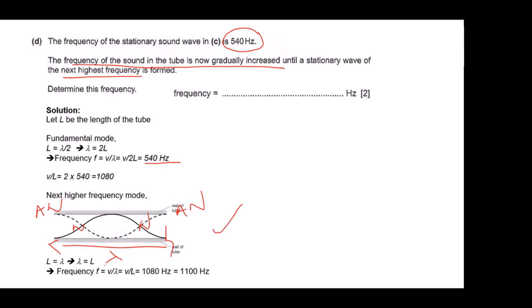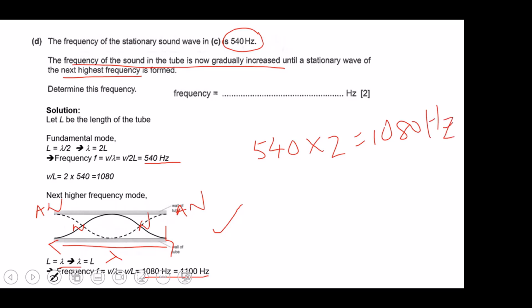So my L now becomes lambda. So my frequency is V over lambda, and lambda is L. So I will get 1080. For those who are faster, you realize that I can just use 540 times 2 to get 1080 Hertz. And you round off accordingly to 1100 Hertz.